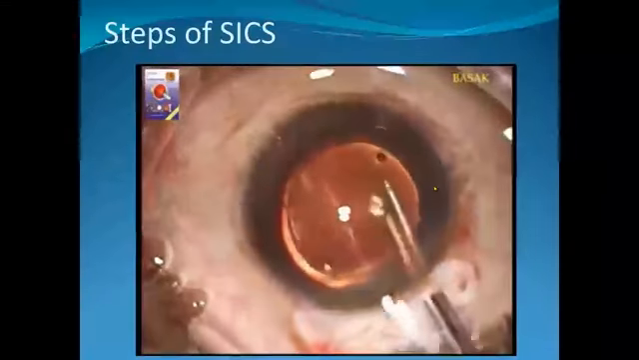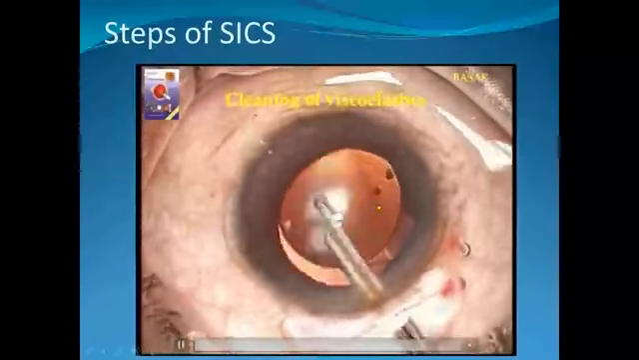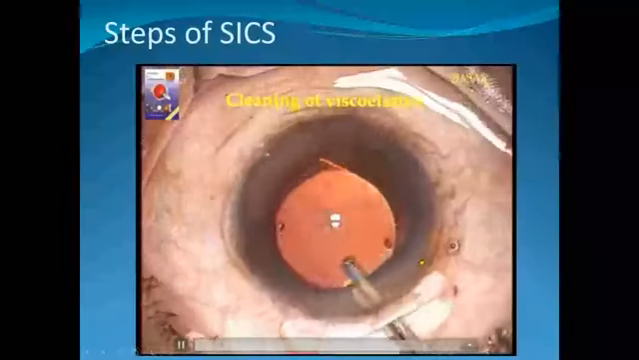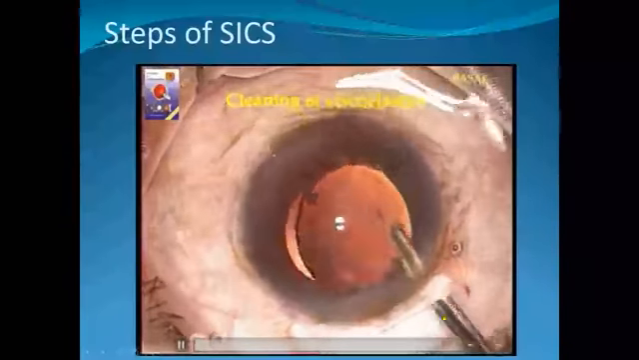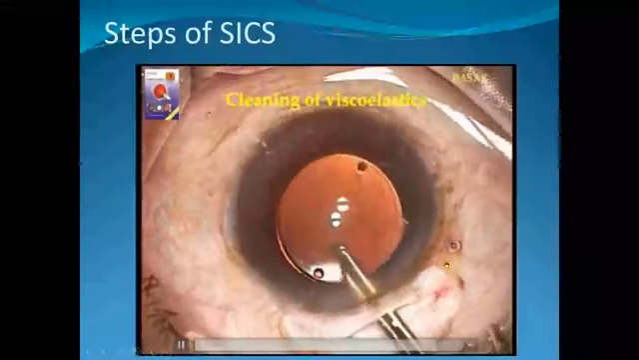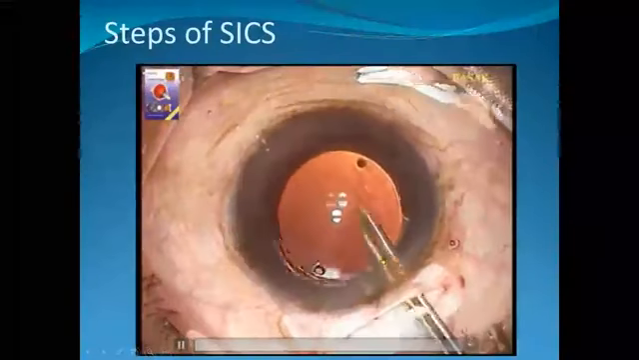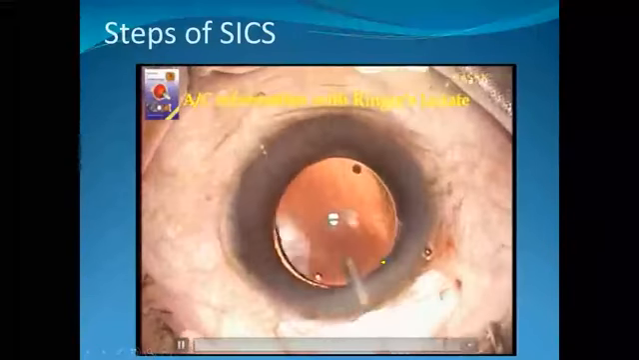This is the SICS operation. And cleaning the viscoelastic substance properly with the irrigation aspiration cannula.